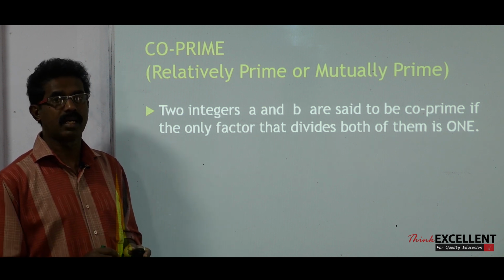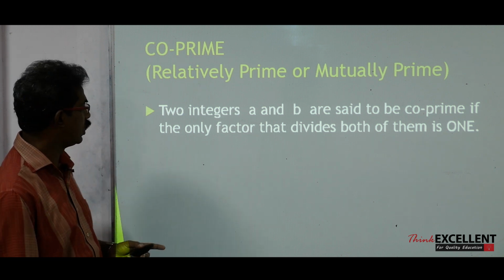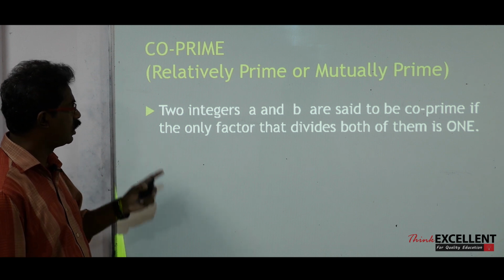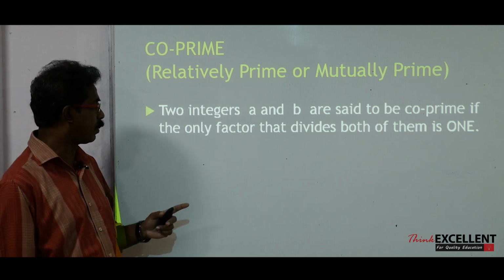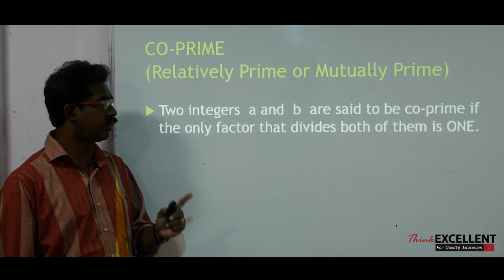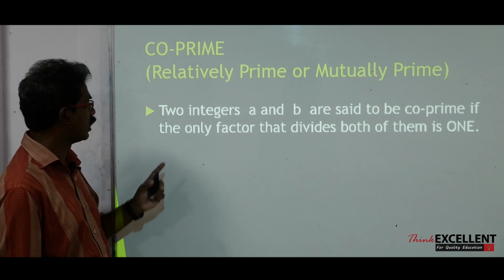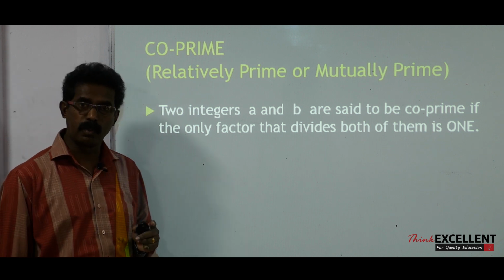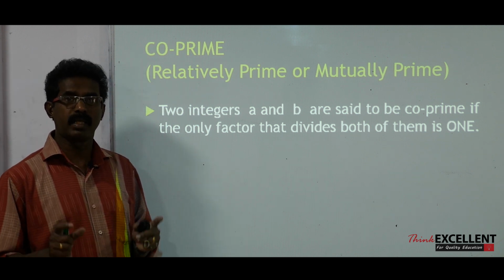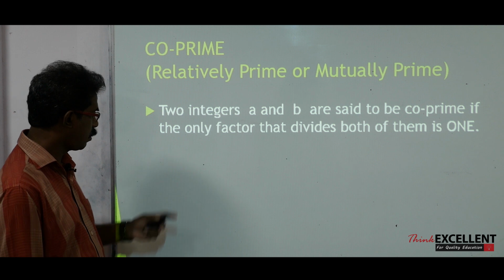Only one is the common factor. Except one, there is no other common factor. Two integers a and b are said to be co-prime if the only factor that divides both of them is 1. So you cannot divide them by any other number. Those numbers are called co-prime numbers. So remember, they need not be prime numbers.